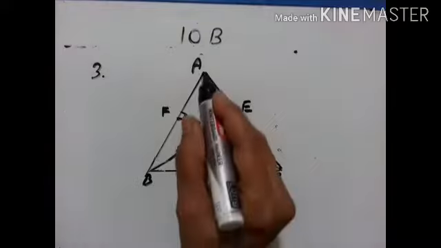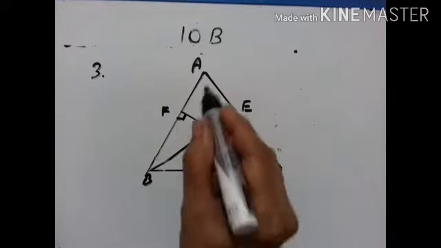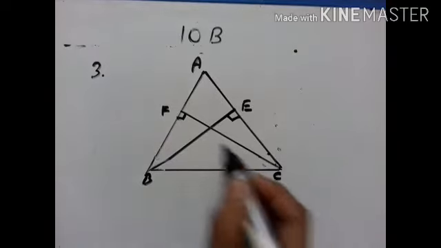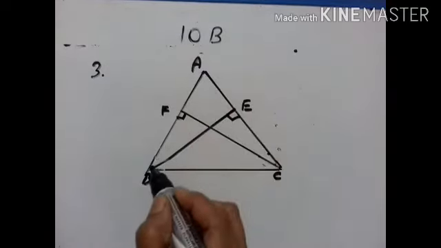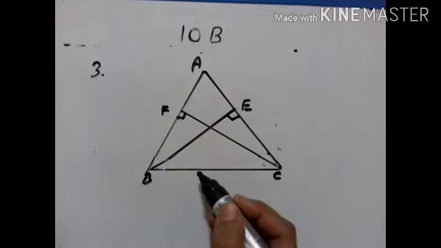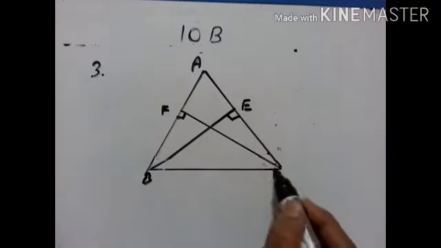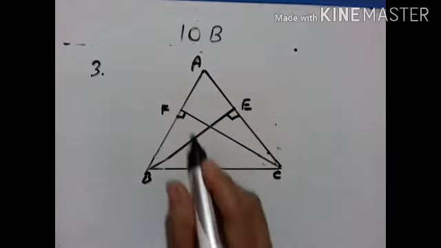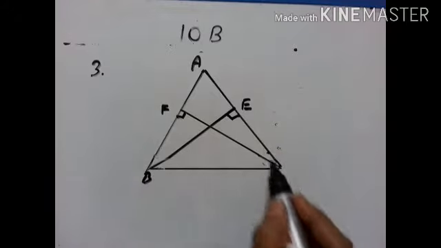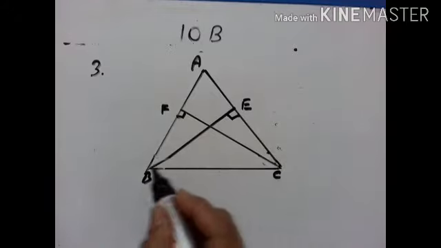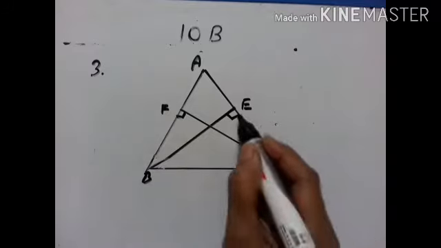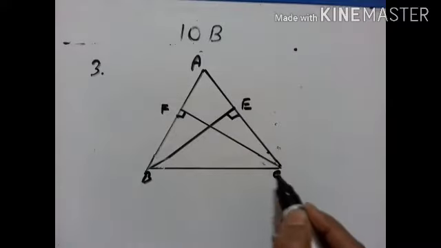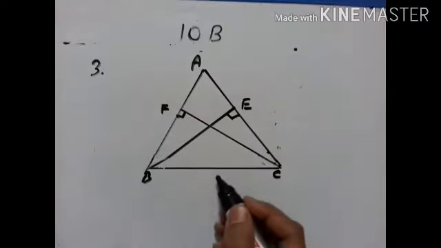Third problem, in triangle ABC, AB is equal to AC. BE is perpendicular to AC and CF is perpendicular to AB. We have to prove that BE is equal to CF and AF is equal to AE. Now in triangle FBC and triangle ECB, angle BFC is equal to angle CEB, each 90 degree, because it is given that BE is perpendicular to AC and CF is perpendicular to AB.